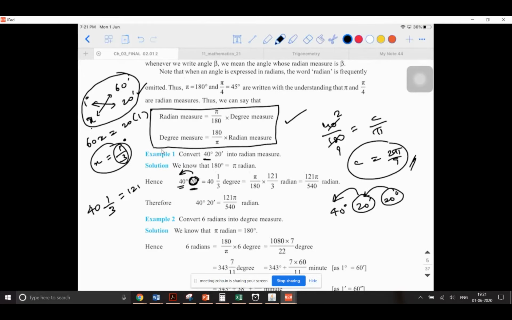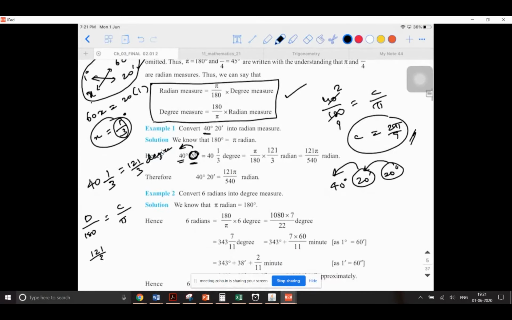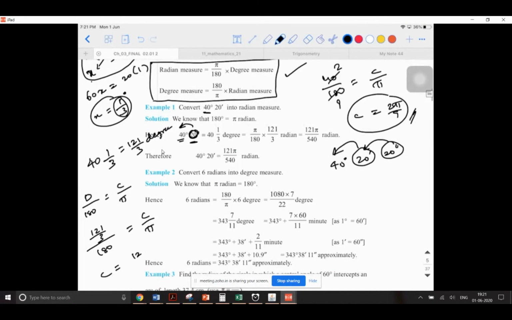So this is going to be 121 divided by 3. So 121 divided by 3, what? Degrees. So we know that degree divided by 180 is equal to radian divided by pi. So degree is going to be 121 divided by 3 by 180 is equal to c divided by pi. You solve this, you are going to get the answer. So c will be equal to 121 pi divided by 540.